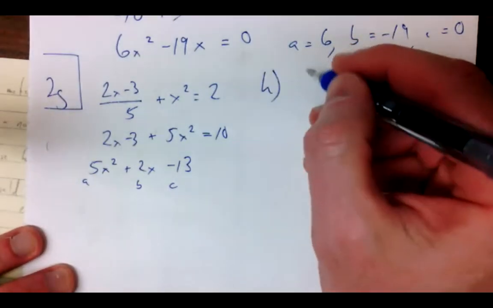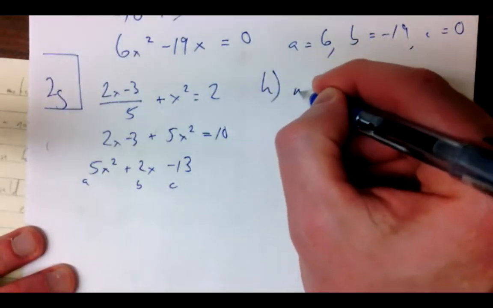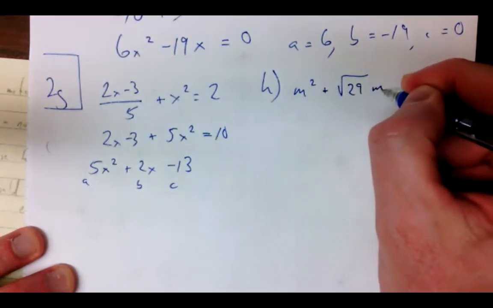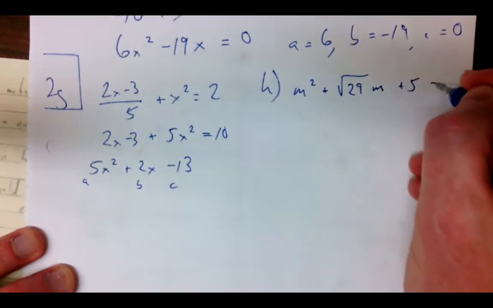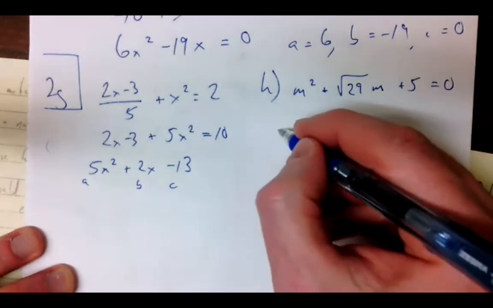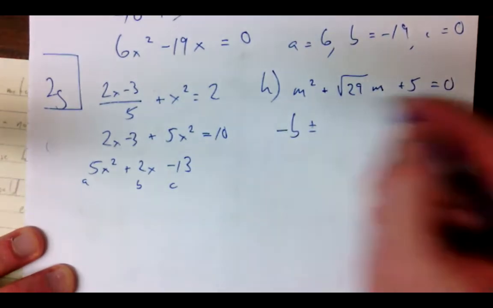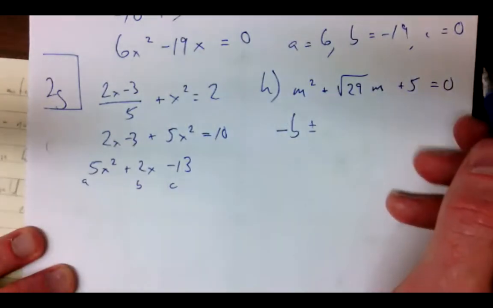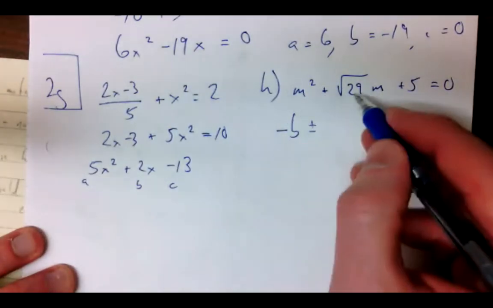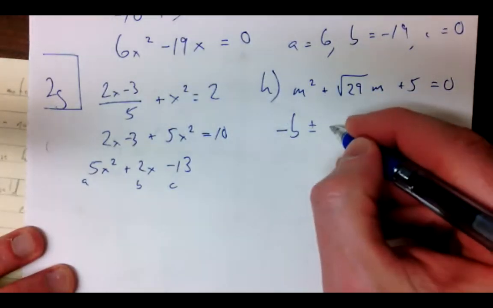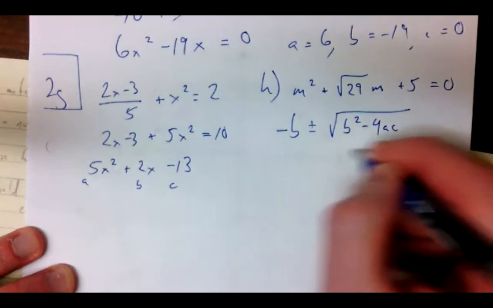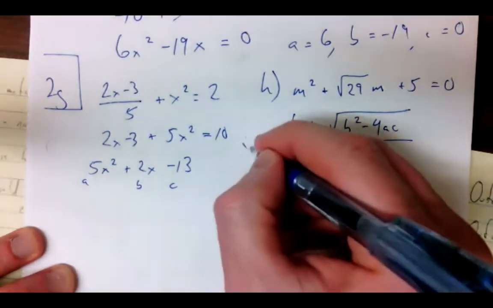H. So m squared plus the root of 29 m plus 5 equals 0. Okay, so this is negative b plus or minus. It's already in our correct standard form, so we just need to figure out the a, the b, and the c. Negative b plus or minus the root of b squared minus 4ac all over 2a. That's what x can equal.